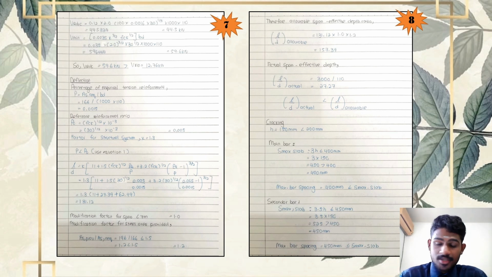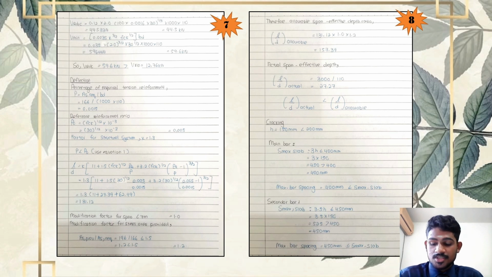Now I'm moving to the deflection. The percentage of the required tensile reinforcement is P equal to AS required divided by BD. The AS required that we get is 166, the B is 1000 and the D is 110. Once you get the values, you should replace them in the formula and you will get an answer of 0.0015.